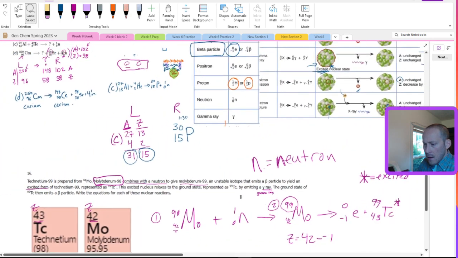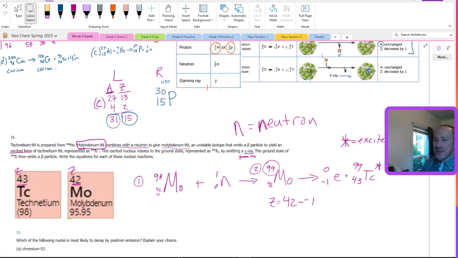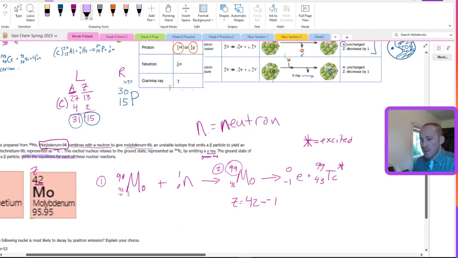Oh, I didn't even realize I was answering this question. I was just keeping track of what it said, but apparently I'm just doing this question. Write the equations for each of these. So that's what I'm doing. So equation number 1 is molybdenum 98 plus a neutron becomes molybdenum 99. And then I'm just using that for the beginning of equation number 2. So we'll say equation number 1. Then equation number 2 is that the molybdenum releases a beta particle, creating the excited state of technetium.